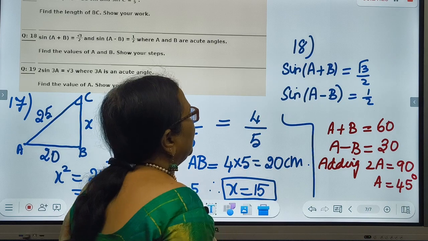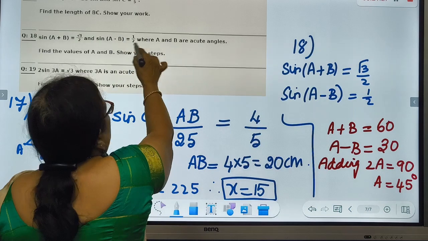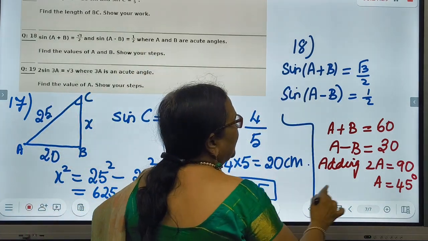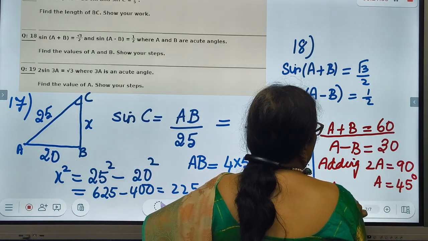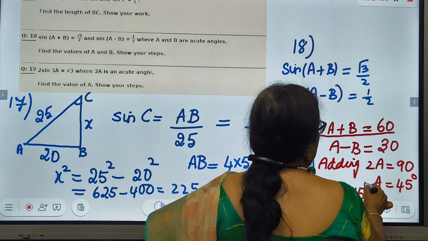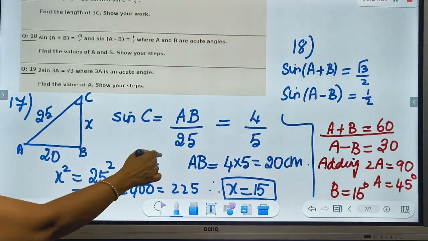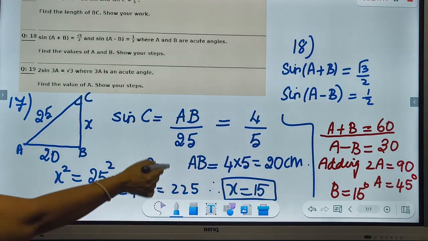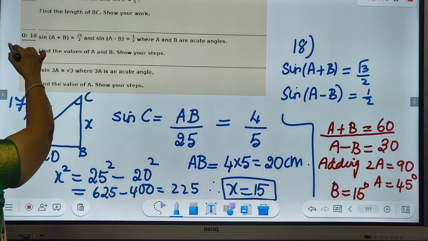If a is 45 degrees, what will be b? Here you are given a plus b is 60. So if a is 45, b will be 15 degrees. You can check in the other equation also: 45 minus 15 is 30 degrees. So we are done with 18.